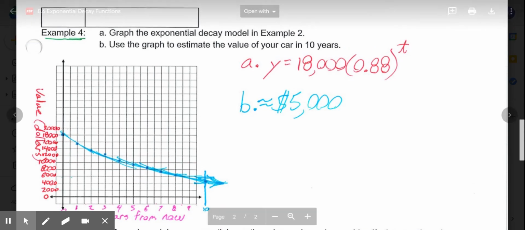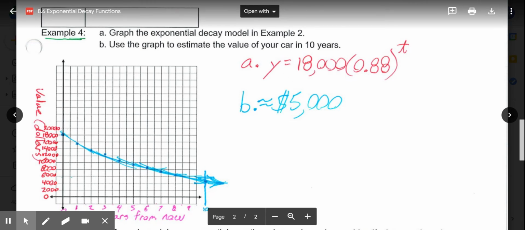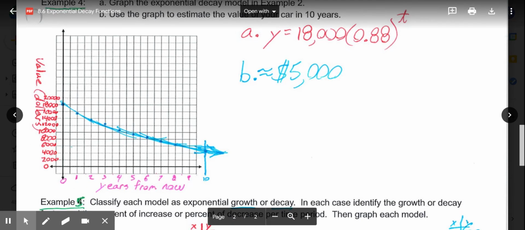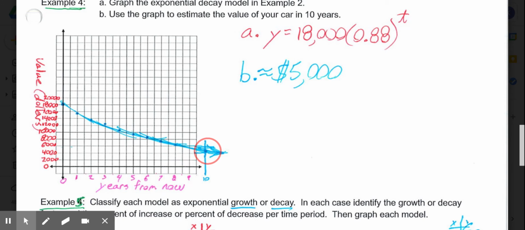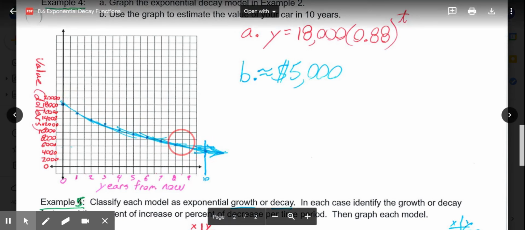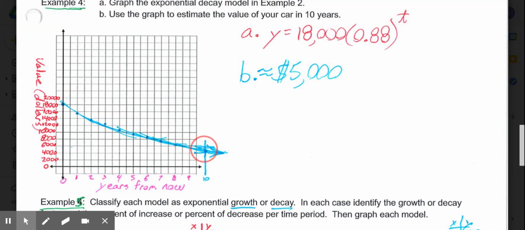And then in part B, it says use the graph to estimate the value of the car in 10 years. So if we extend our graph a little bit to see 10 years, that would be roughly in between the 4,000 and the 6,000. So we'll approximate that to be about $5,000.